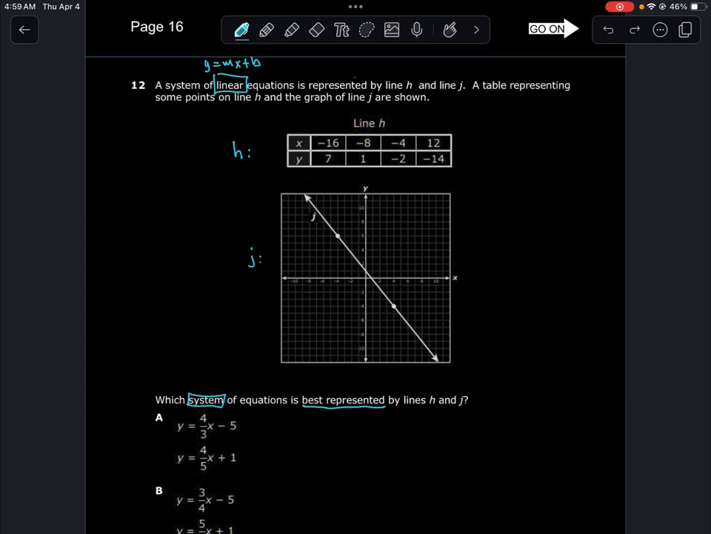In this table here, now how many points do we need for a line? Do we need 1, 2, 3, 4 points? No, we only need 2. So if you remember that, you just have to plug in 2. If you don't remember, just plug in everything. You're not going to make a mistake.